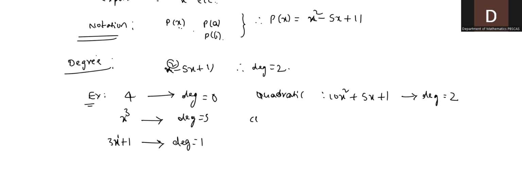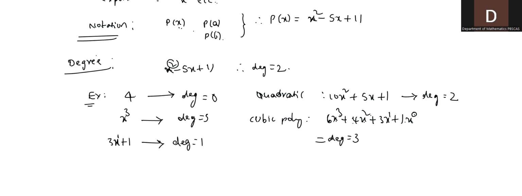Cubic polynomial. For example, 6x cube plus 4x square plus 3x plus 1. So the highest powers reduce. If you observe, 6x cube, 4x square, 3x power 1 and 1 into x power 0. Anything power 0 is equal to 1. So 1 into 1 is 1. Here the degree is equal to 3. Why? Because the highest power is 3.